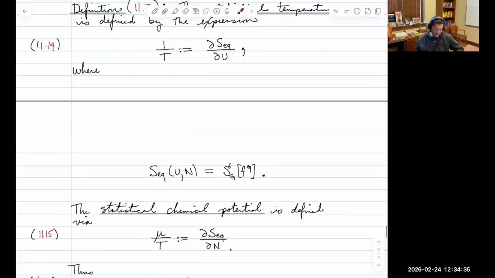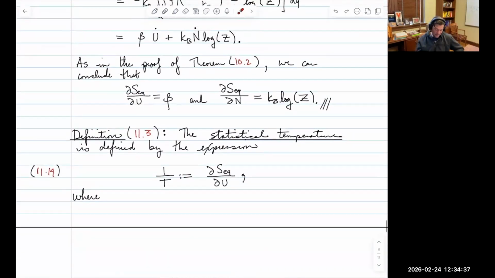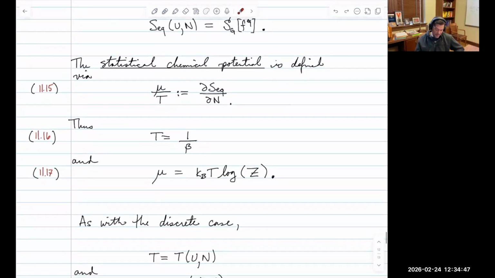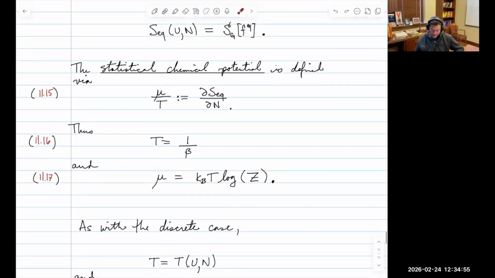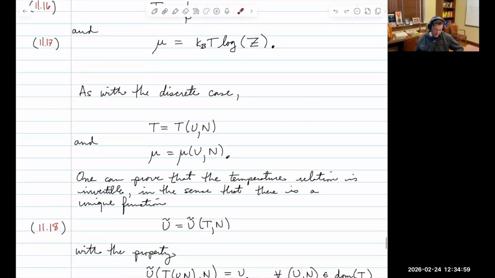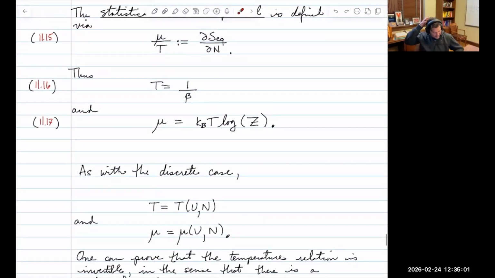All right, so if I define them that way, and I know that these derivatives are given here, that immediately tells me that beta is equal to 1 over the temperature. And it also tells me that the chemical potential is equal to k Boltzmann T times log Z. You can check the details of that. Okay, just 1 minute left. We're almost done. So what does this say?